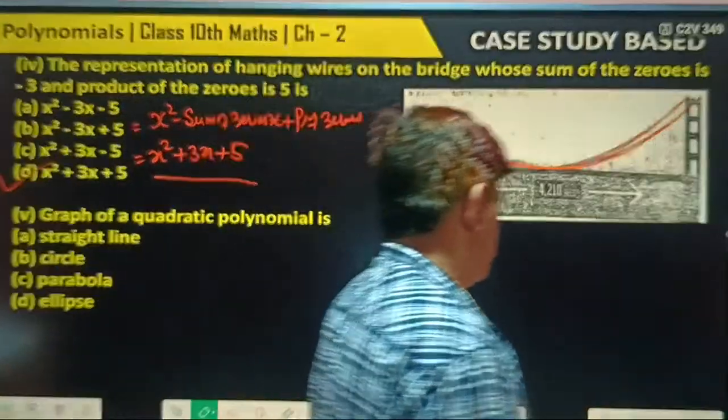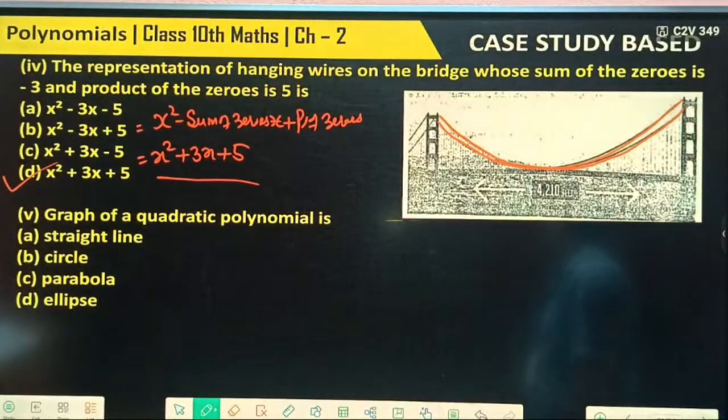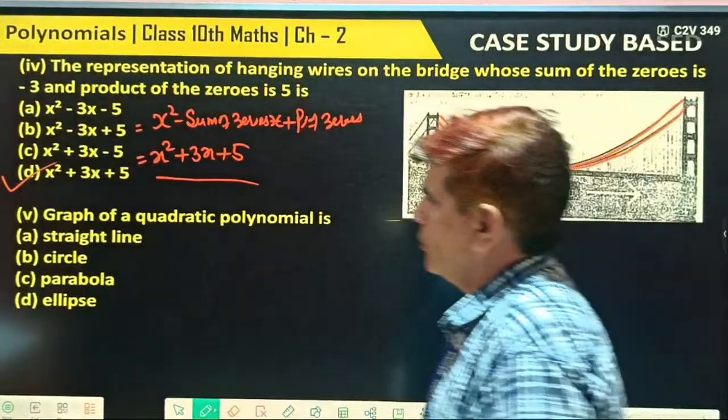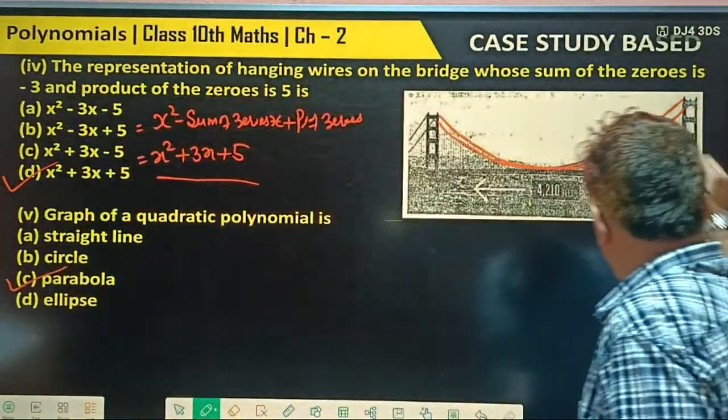Solving is very easy, but I am telling you so that you can understand and solve. This is the most important part of this chapter, the graph of quadratic polynomials. Already you know this question is given in the form of a parabola, so this shape is like a parabola.